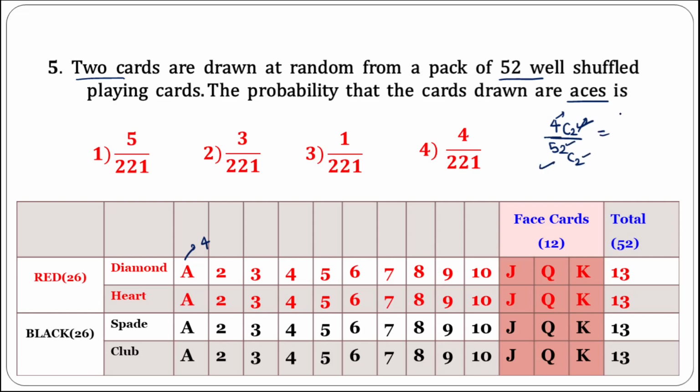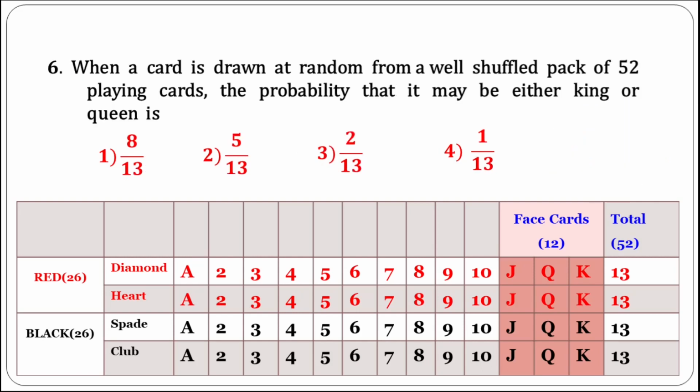Now 4C2 is what? 4 into 3 by 2 into 1. 52C2, 52 into 51 divided by 2 into 1. Now 2 and 2 cancel. 4 ones are 4, 13 4s are 52, 3 ones are 3, 17 3s are 51. We get 1 by 13 into 17. Right. 1 by 13 into 17 is 221. So which option? Option 3, 1 by 221. Right. Now let's see the next question.